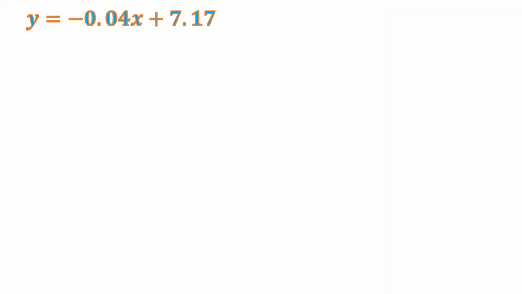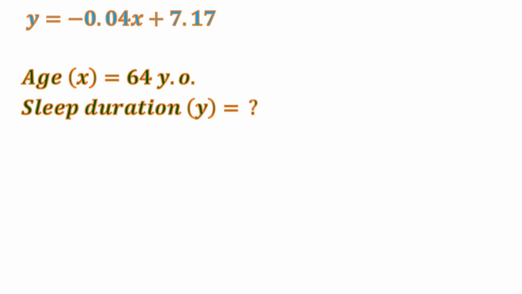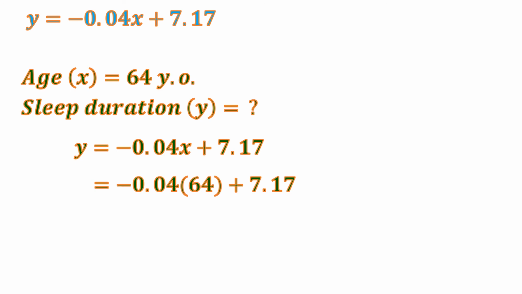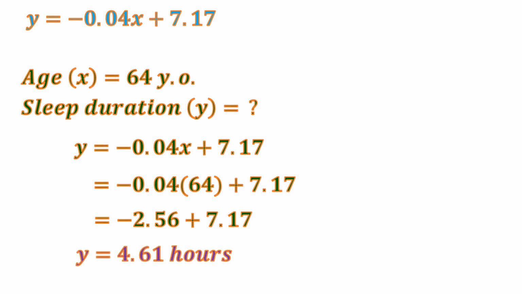So let's write the regression equation, and let's say we want to predict at the age of 64 years old. So that is the x. And we want to know the sleep duration, which is the y. So given the regression equation, we're going to substitute the x by 64. So multiply 64 times negative 0.04, it will be negative 2.56. And combine the two, negative 2.56 and 7.17. So the y will be 4.61 hours.